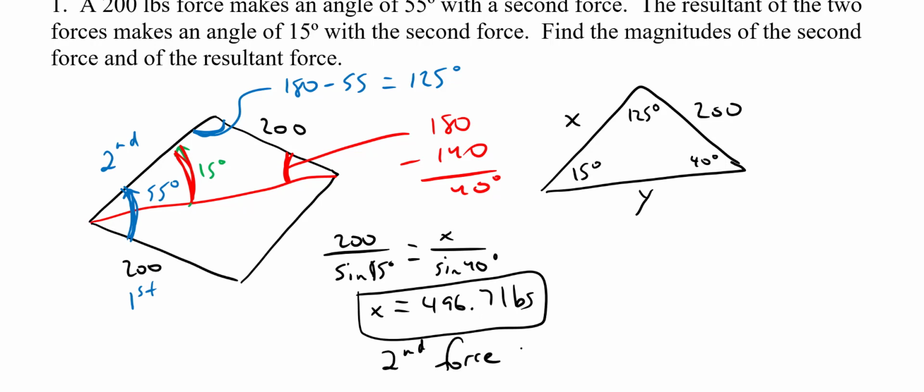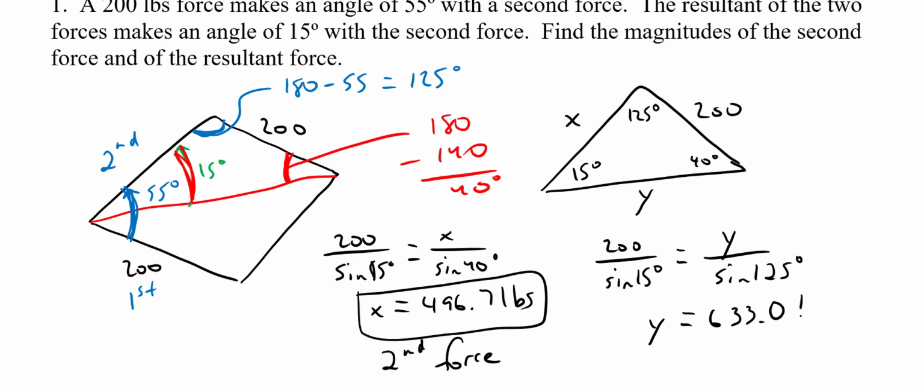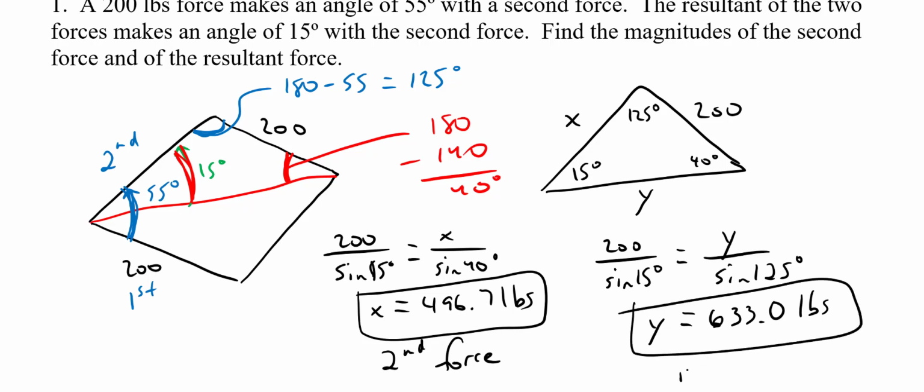So let's keep it straight. And then Y, of course, is our resultant. So we're going to do the same thing. First proportion is the same. So 200 over sine of 15 degrees is equal to Y over sine of 125. And again, cross multiply. So Y comes out to be 633.0 pounds. And that is the resultant. Sweet. Easy problem, really easy, but make sure you draw a parallelogram and keep things straight.